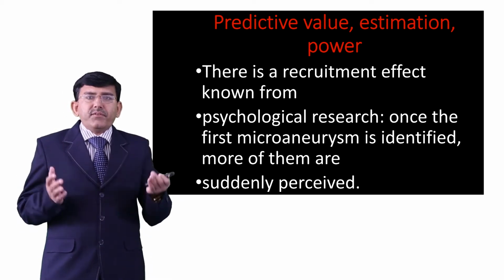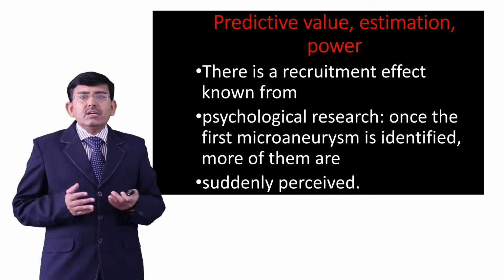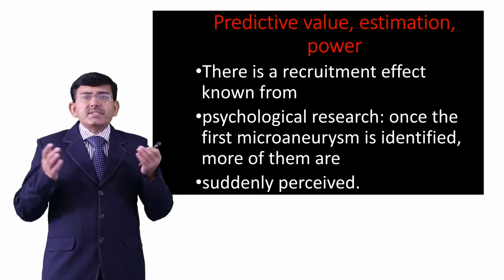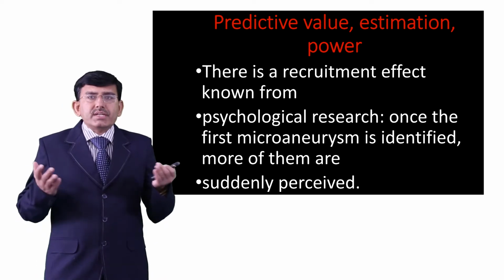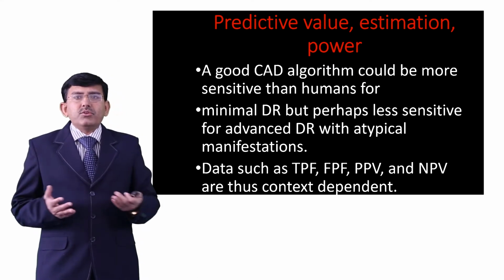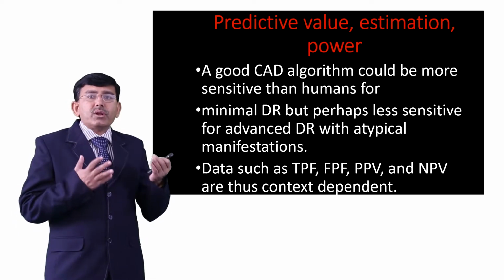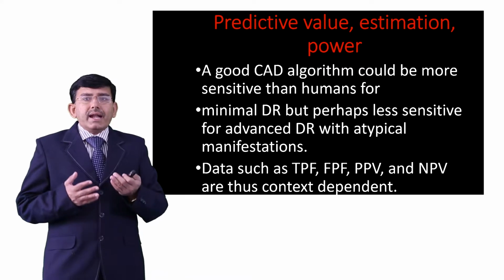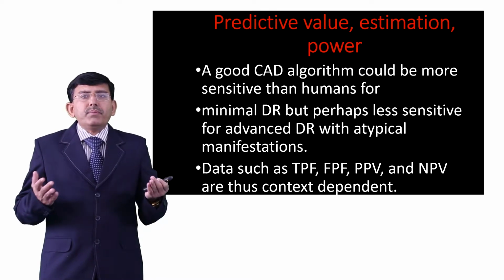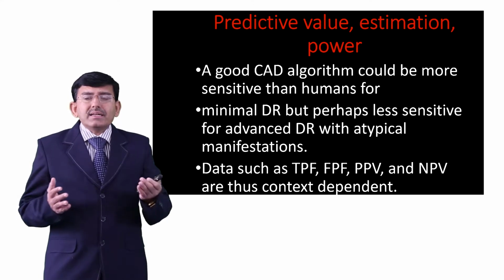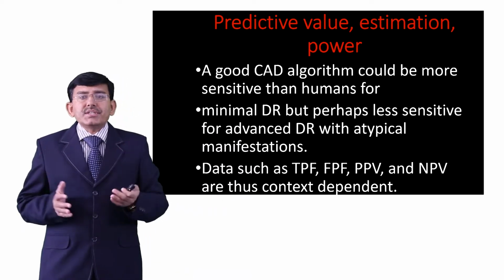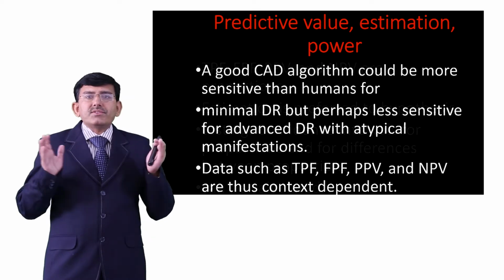There is a recruitment effect known from psychological research. Once the first microaneurysm is identified, more of them are suddenly perceived. A good computer-aided diagnosis algorithm could be more sensitive than humans for minimal diabetic retinopathy, but perhaps less sensitive for advanced diabetic retinopathy with atypical manifestations. Data such as TPF, FPF, PPV and NPV are thus context dependent on each other. All these parameters one has to consider for such a good effective screening.